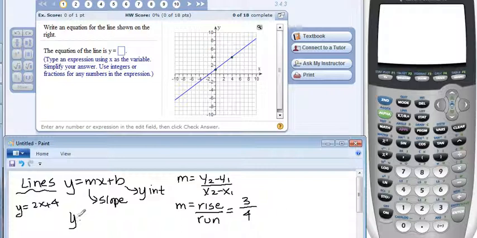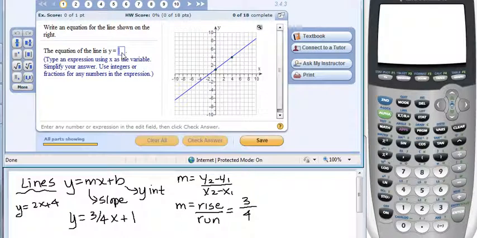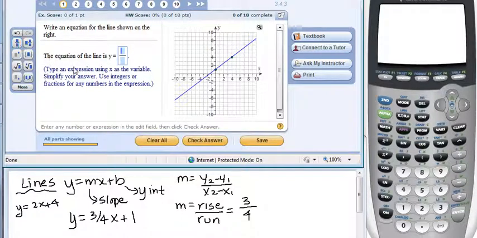So that's a good start. So far what I have is 3/4 x. Now I want to find my y-intercept. Remember, my y-intercept is where it crosses the y-axis. So it's this point right here. This point is (0, 1). So my y-intercept is a positive 1. There's my line. It's telling us to use fractions, so we will use the fraction part of this. So we've got to get the x in there plus 1.